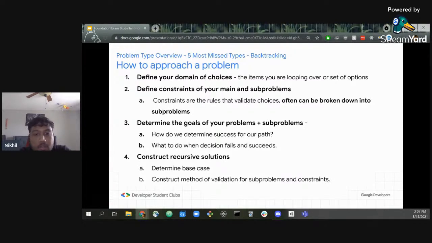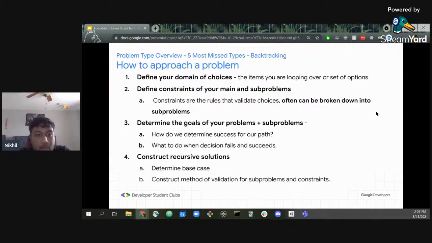Then you would want to identify the goals of your problem. Goals should be determined based on what success or failure looks like for a subproblem. You need to establish what needs to be done when a decision is made from the subproblem, whether it fails or succeeds, such as when a maze path hits a dead end or reaches an exit, or when you can no longer break down subproblems from their main problem. And finally, the last step is to actually construct the solution. To do this, you want to think about what the goal of your problem is and return accordingly.